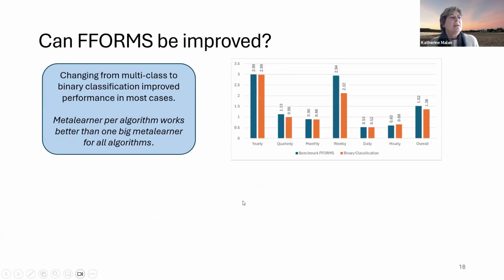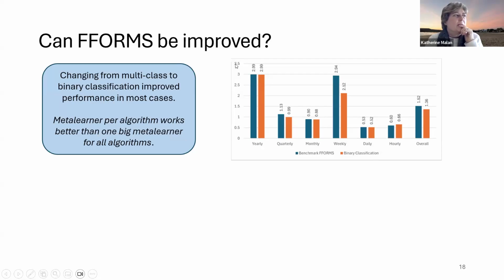Great. So then we wanted to see, can FFORMS be improved? The first thing we did was to change from multi-class to binary classification. So instead of trying to predict 1 out of 15 classes, so you're doing a 15-class classification problem, you make it into a binary classifier per technique. So you have one meta learner for ARIMA, one meta learner for TBATS, and so on. It makes the classification problem easier. There are a few reasons why it's better. It's an easier thing to learn, and also certain features might be important for certain algorithms and not for others.